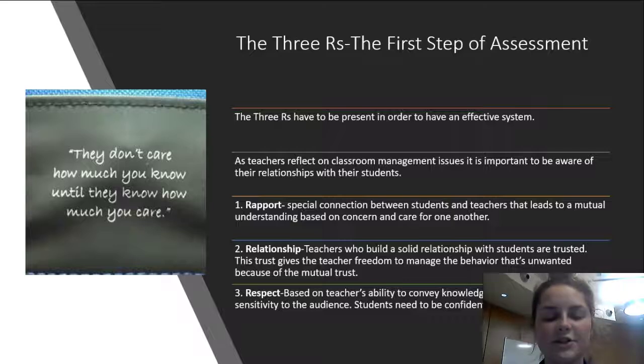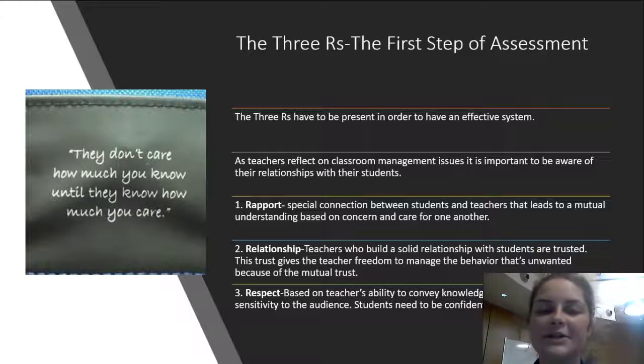Now, the second is relationship. Teachers who build a solid relationship with students are trusted. This trust gives the teacher and students freedom to manage the behavior that's unwanted because of the mutual trust. So this is saying that when the teacher has this trust with the students, it makes them want to maybe listen to him or her more. It helps the teacher redirect behavior because the student will want to listen to that teacher if they trust them, because they know that they have their best interest at heart.